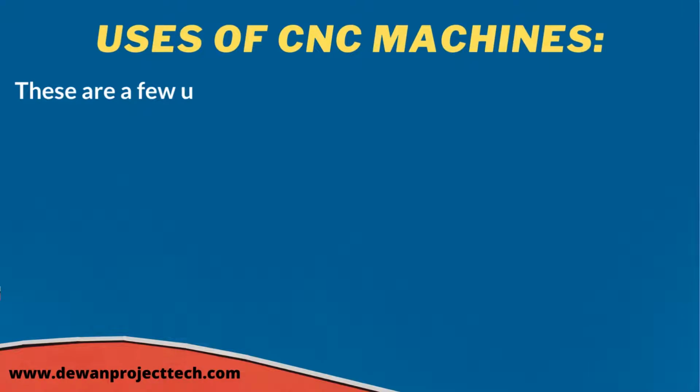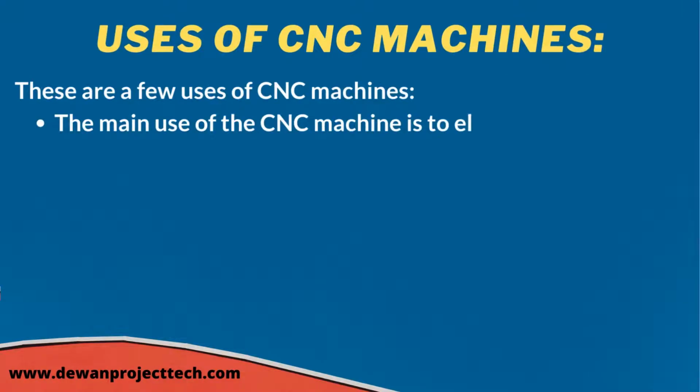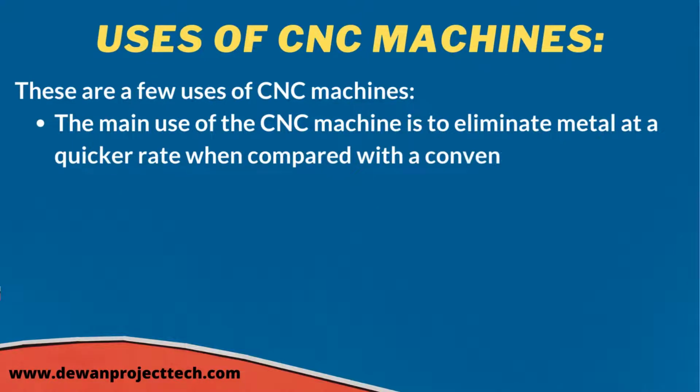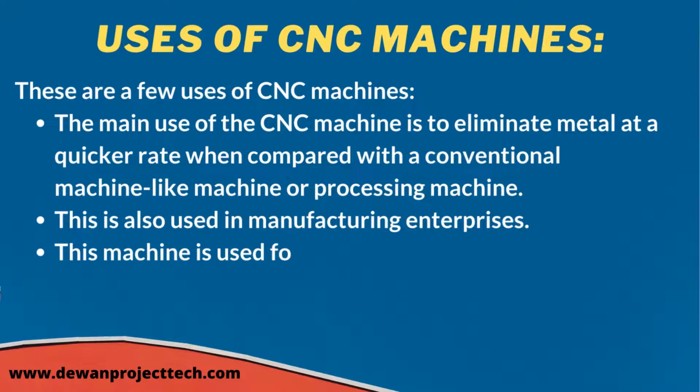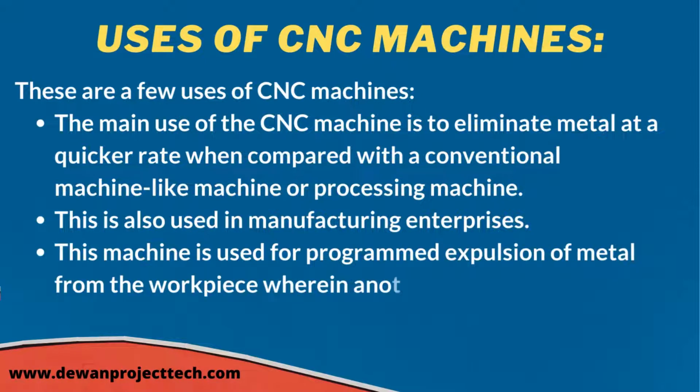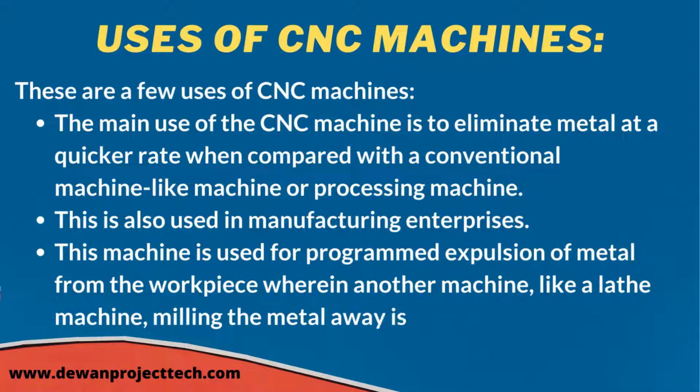Uses of CNC machines. These are a few uses of CNC machines. The main use of the CNC machine is to eliminate metal at a quicker rate when compared with a conventional machine like a milling or processing machine. This is also used in manufacturing enterprises. This machine is used for programmed expulsion of metal from the workpiece, wherein on another machine, like a lathe machine or milling machine, the metal is taken away physically.